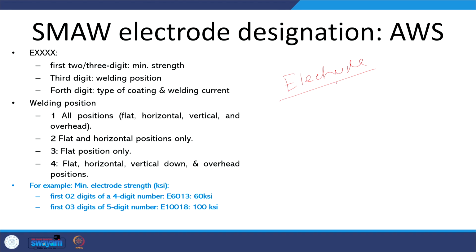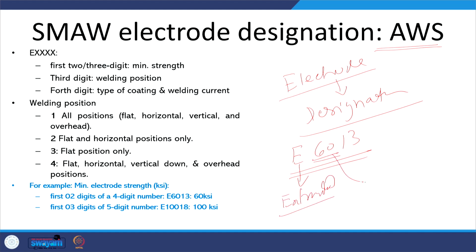This electrode is designated in different ways according to different standards. The designation according to the American Welding Society looks like E6013. Say this is one typical electrode. E stands for extruded electrode. 60 indicates the minimum strength that should be offered by this electrode, which is 60 KSI. So, the first two digits show the minimum strength in KSI.